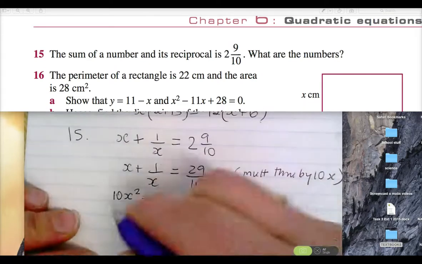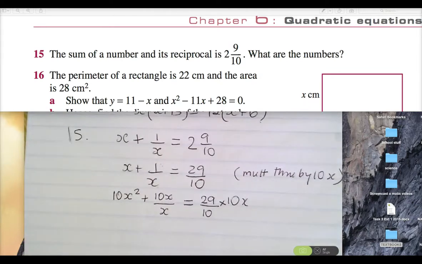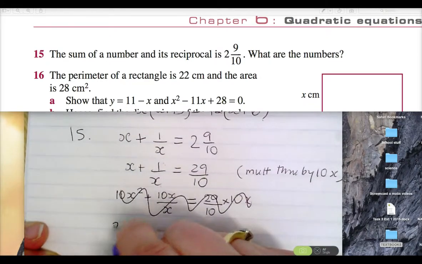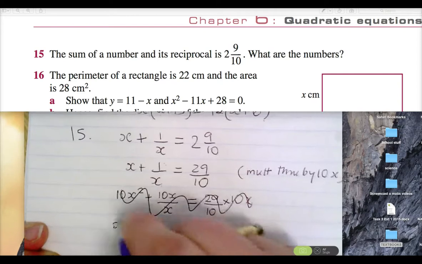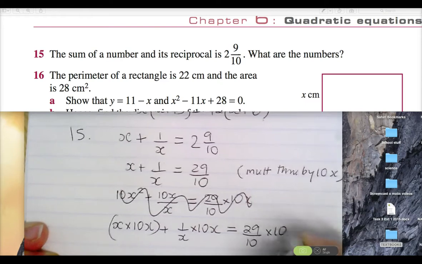Girls, if you're finding that hard, this is what you can do. When you times by 10X, you're timesing by 10X over 1. I'll do this again. So, it's X times 10X. Are you okay with that? Plus 1 over X times 10X. Equals 29 over 10 times 10X.